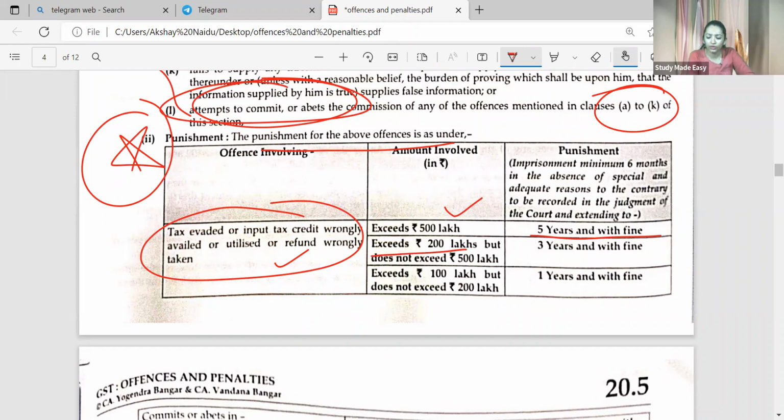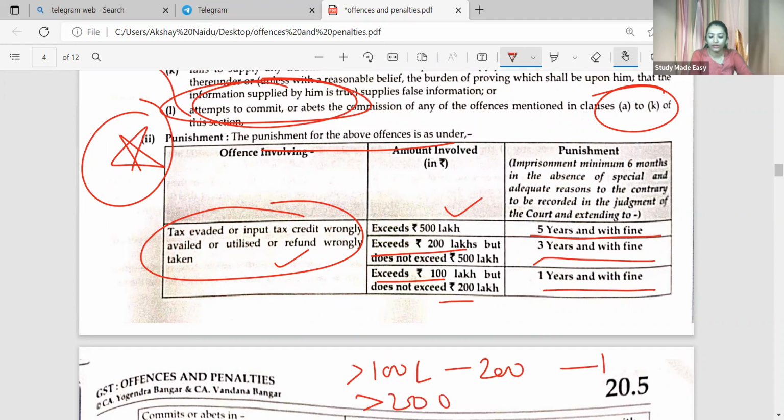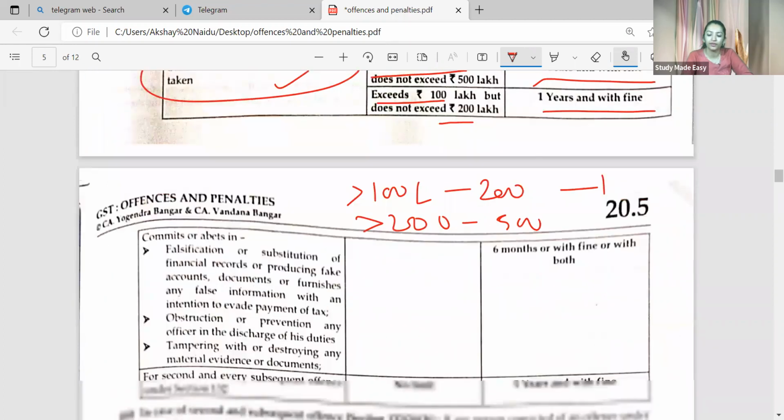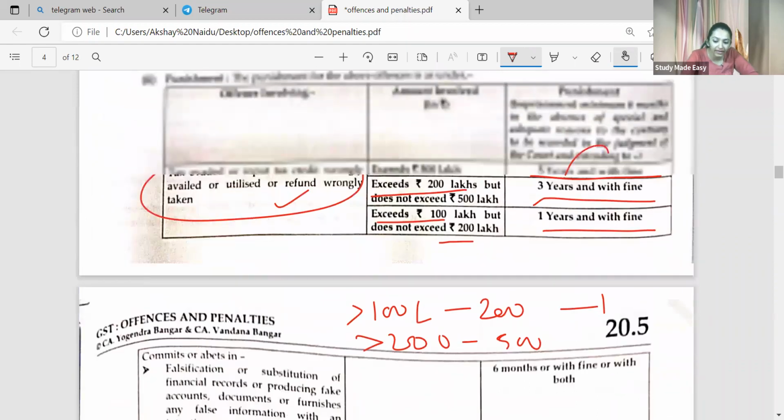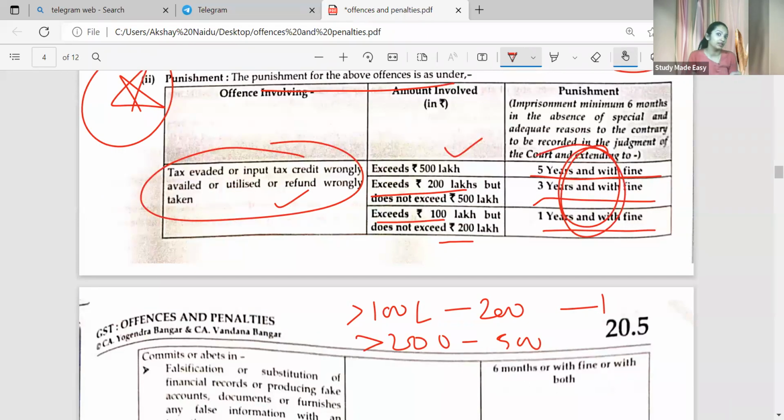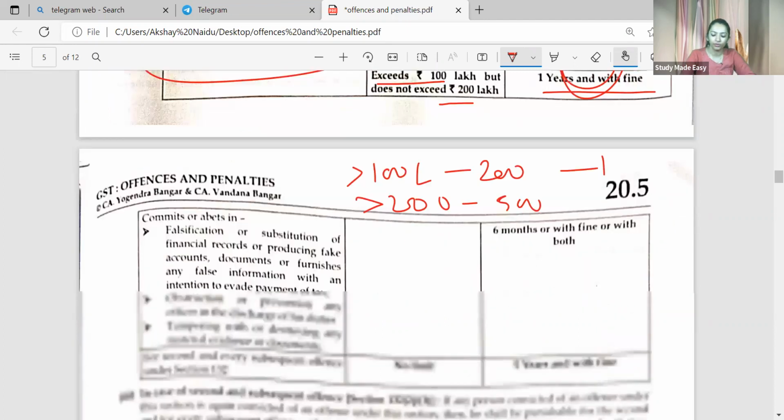If it exceeds 200 lakh up to 500 lakh, it is 3 years. If it exceeds 100 lakh up to 200 lakh, it is 1 year. So 100 से ऊपर, more than 100 lakh up to 200, it is 1 year. Then more than 200 up to 500, it is 3 years, and more than 500, it is 5 years, and fine is compulsory. और नहीं है, तुम्हें फाइन देना ही होगा, कोई ऑप्शन नहीं.